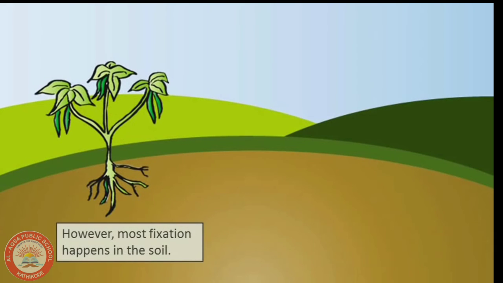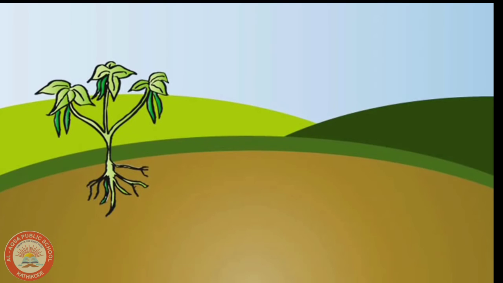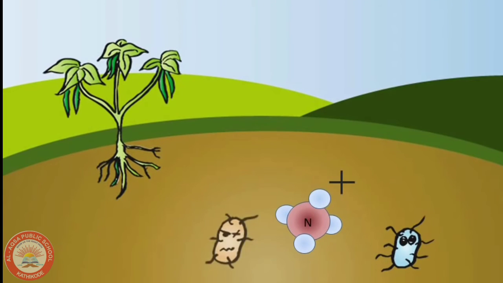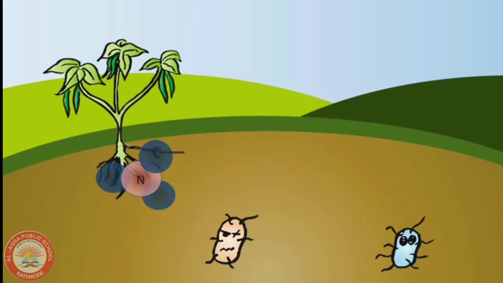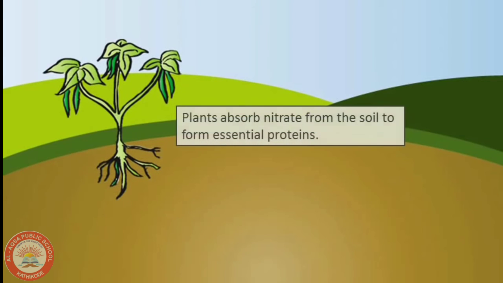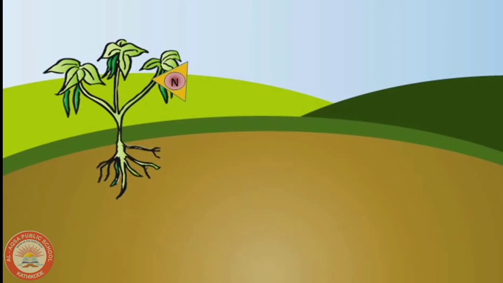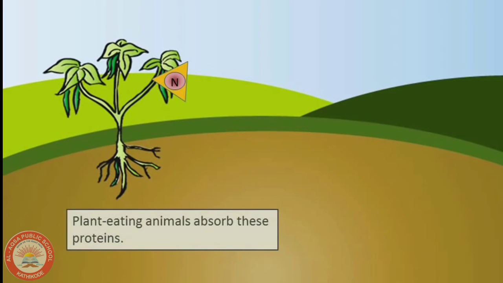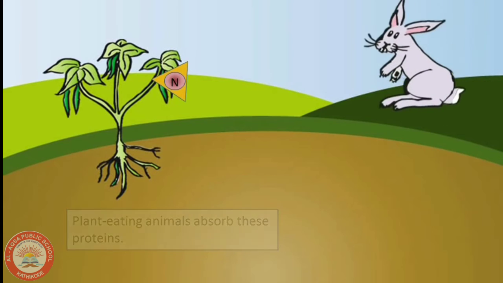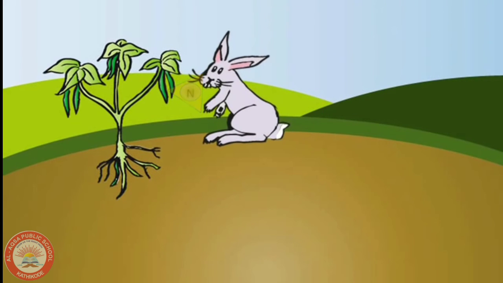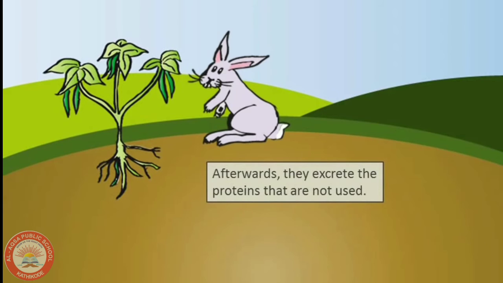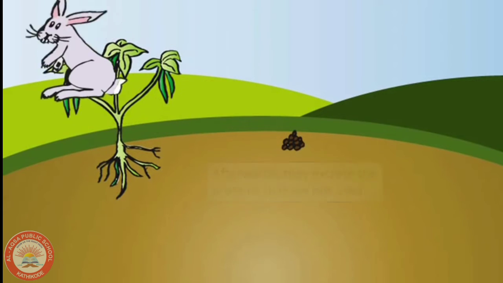The next is nitrogen fixation by bacterium in the soil. As we already said, some bacteria are able to break the nitrogen bond and convert atmospheric nitrogen into nitrogen compounds. These nitrogen compounds can be used by the plants. They absorb it from the soil and use it for making their proteins. Now, animals which feed on plants eat these plants and absorb the proteins. These proteins are returned to the soil either through their waste material or when they die.